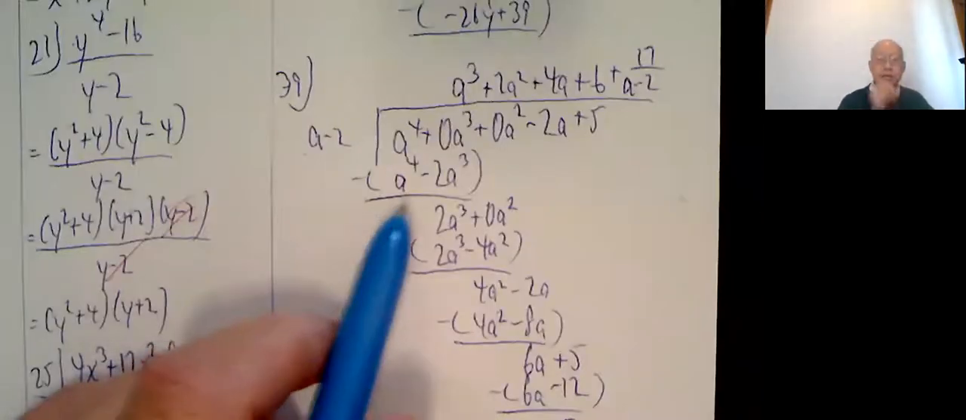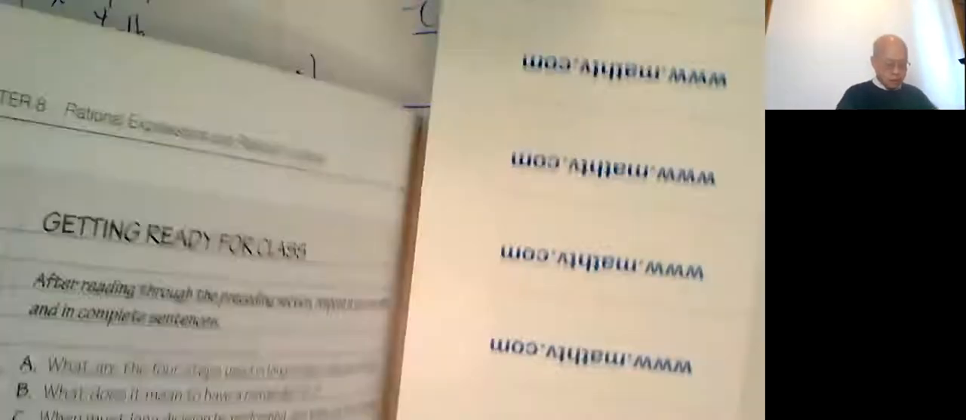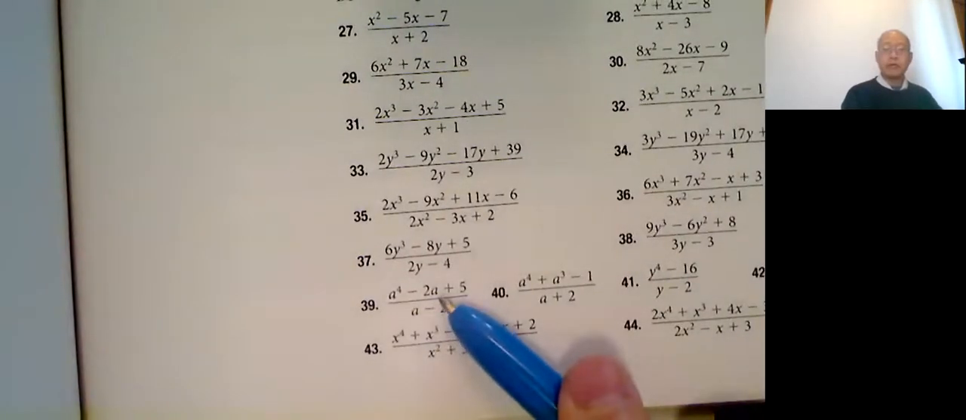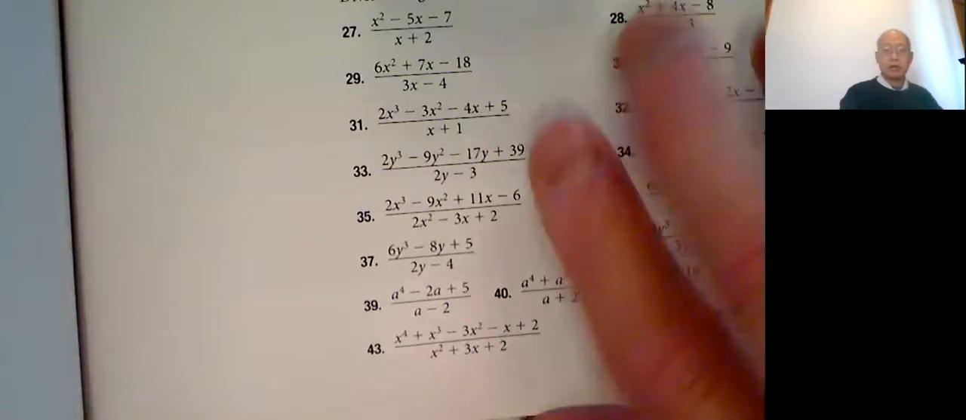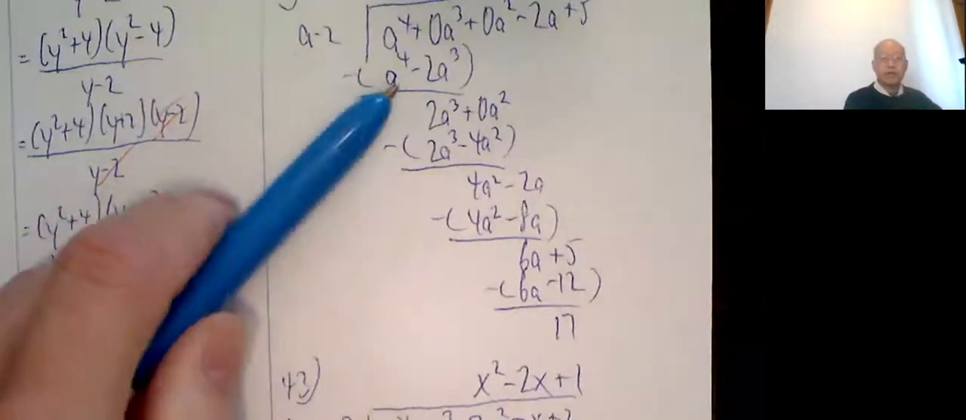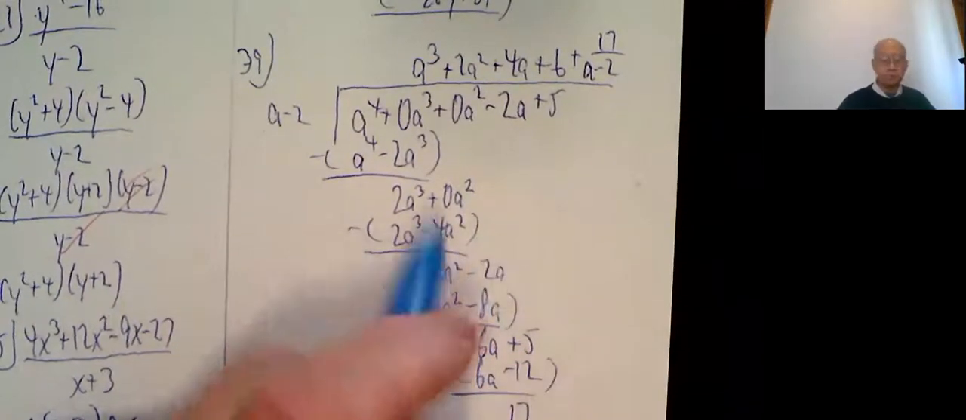Okay, 39. This one had terms missing, so you count them as zeros. So for 39, it goes from a to the fourth to a negative 2a. I have to put 0a cubed and a 0a squared, you might recall, to do that. So it's a to the fourth, 0a cubed, 0a squared, minus 2a plus 5. Okay, the rest is pretty much the same.